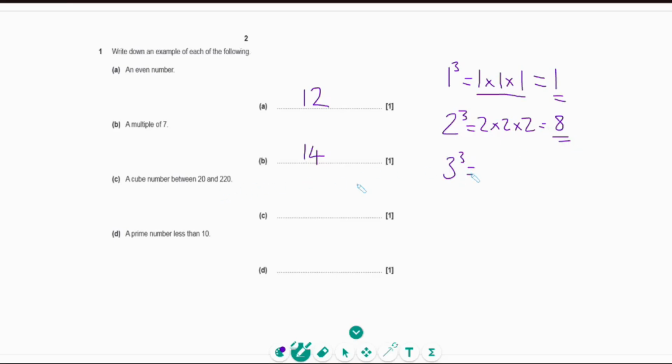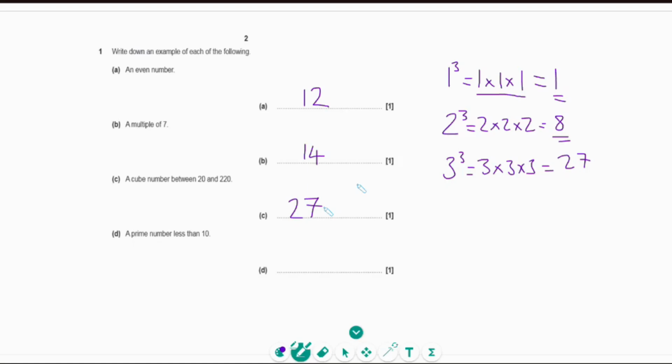3 cubed. 3 times 3 times 3 is 27. It is between 20 and 220. So I will choose 27 as my cube number.